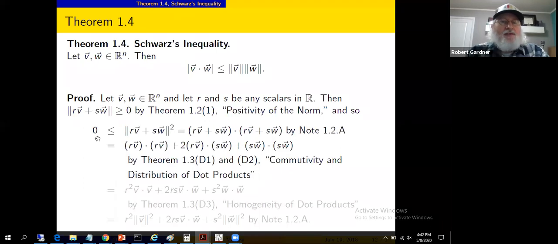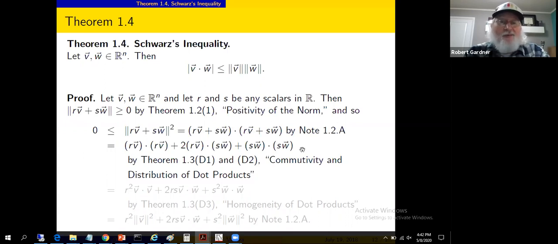So we could rewrite that as 0 is less than or equal to the norm squared of rv plus sw. I like norm squared better because I can express those as dot products, note 1.2.a. So we can take this norm squared, write it as a dot product of linear combinations. Your properties of dot products are good and nice and well behaved. So we're doing a FOIL thing here again. So we've got FOIL type behavior so that the dot product can be rewritten like this.